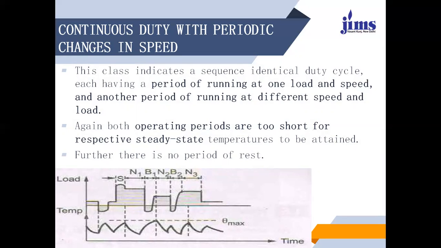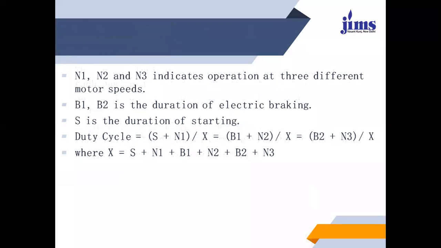So the cycle is S, N1, V1, N2, V2, S, then N3. There is no period for rest. N1, N2, N3 indicate operation at different motor speeds. V1, V2 are the durations of electric braking. S is the duration of starting, that is, how much time is required to start the machine.